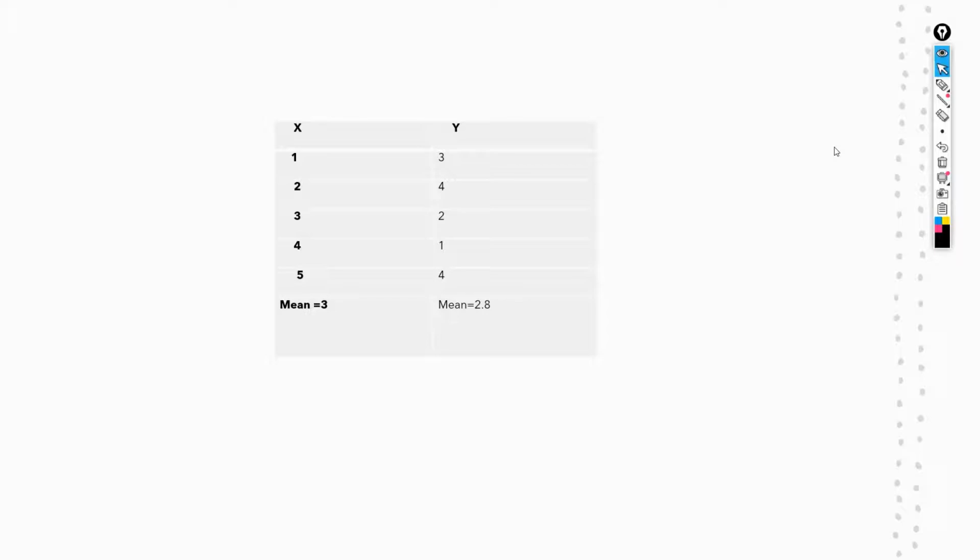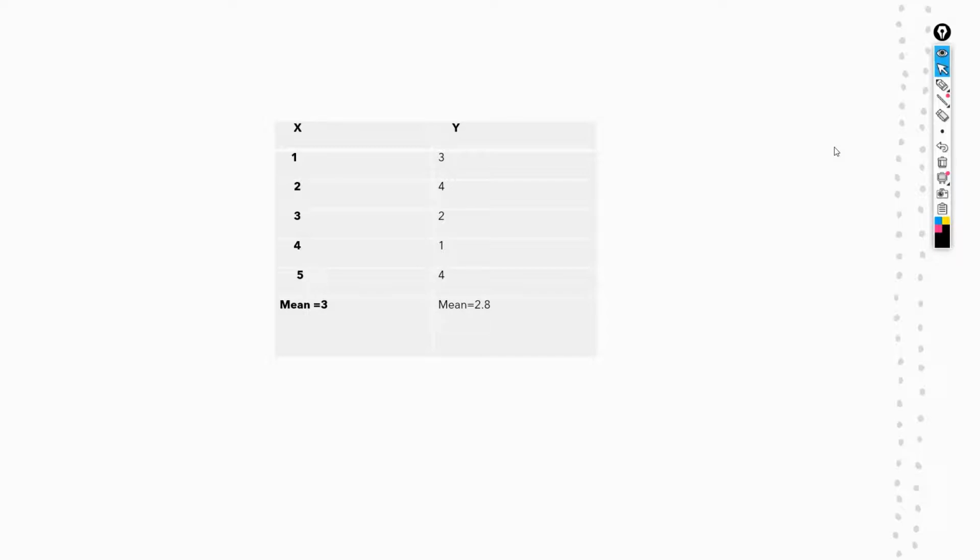So for x, the mean is 3. Mean is the sum of observations divided by the total number of observations. This is the formula of mean. We can easily find the sum of observations: 1 plus 2 plus 3 plus 4 plus 5 is equal to 15, divided by 5, it's 3.